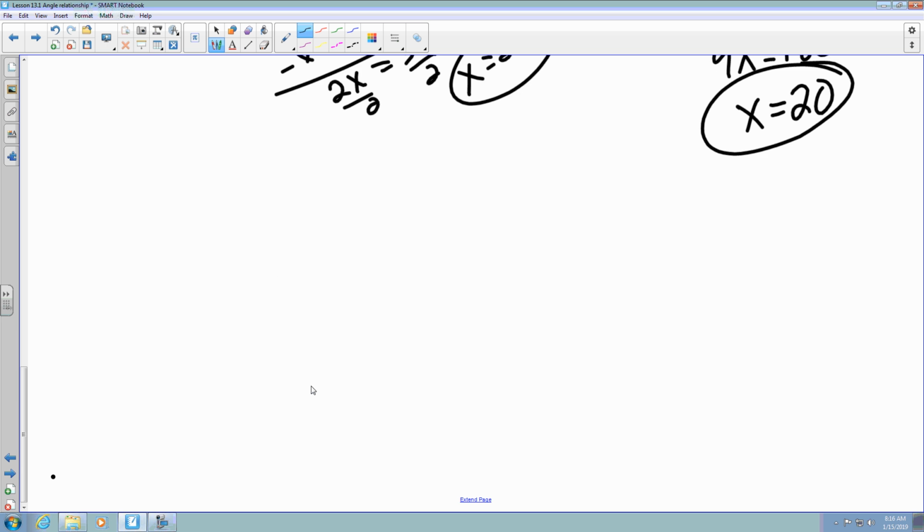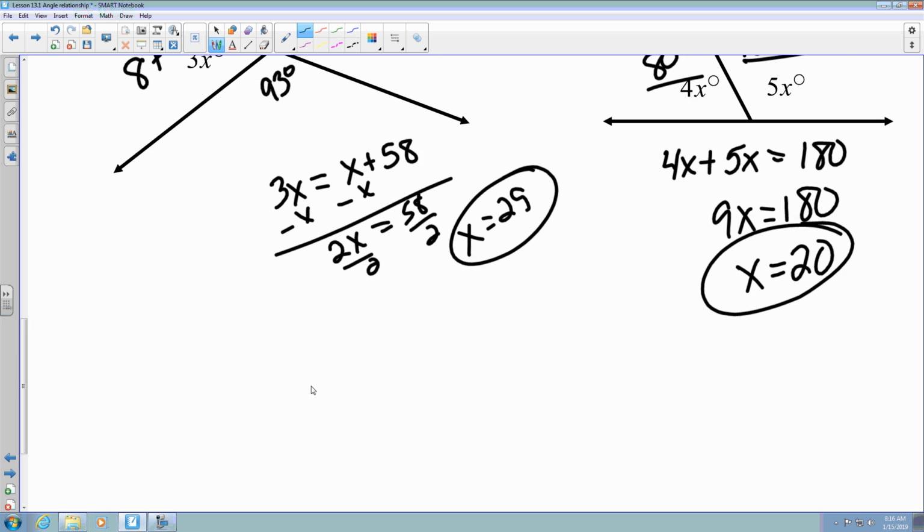And that is looking at angle relationships.